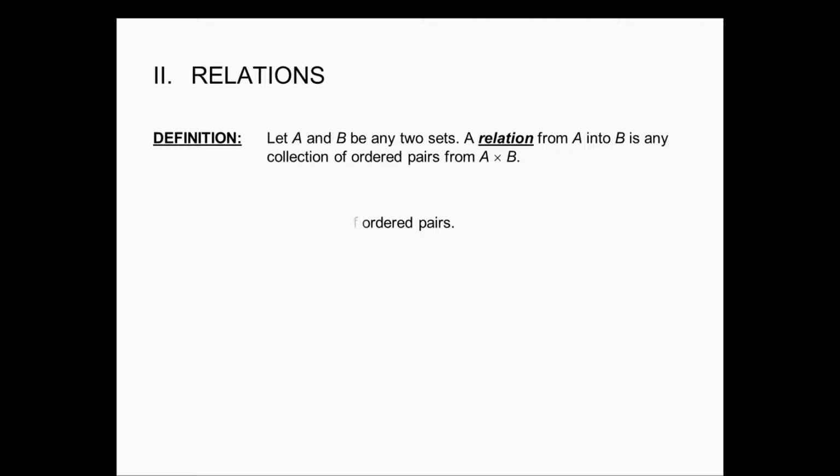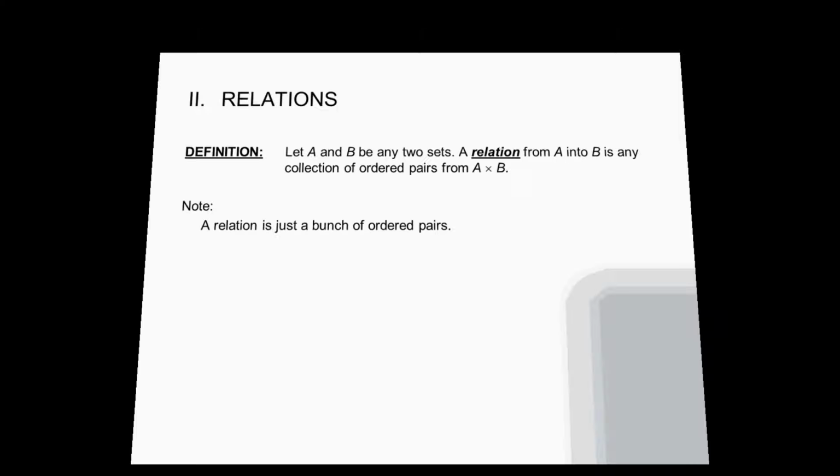So the Cartesian product, A cross B, lists all possible ordered pairs. A relation takes some of the ordered pairs. So a relation is just a bunch of ordered pairs. That's all it is, just a bunch of ordered pairs. Now we do have some terminology that goes with this. So some terminology, conventions, and facts that go with relations.